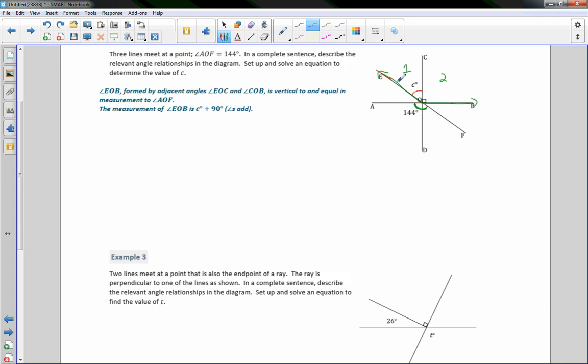So I'm going to draw this, then I'm going to erase it. But if I drew this line straight through like that, and that line straight through like that, now you'll see that this is congruent to that. That's what we're talking about here. So, the measurement of angle EOB is C plus 90 degrees. That's what this means. So C degrees plus 90 degrees equals the vertical angle 144 because they're congruent. So here's my equation. Subtract 90 degrees from both sides and we will have the value of C. So that will be 54 degrees.